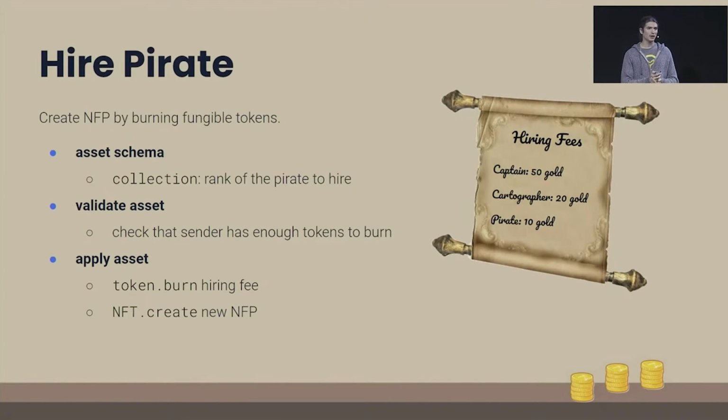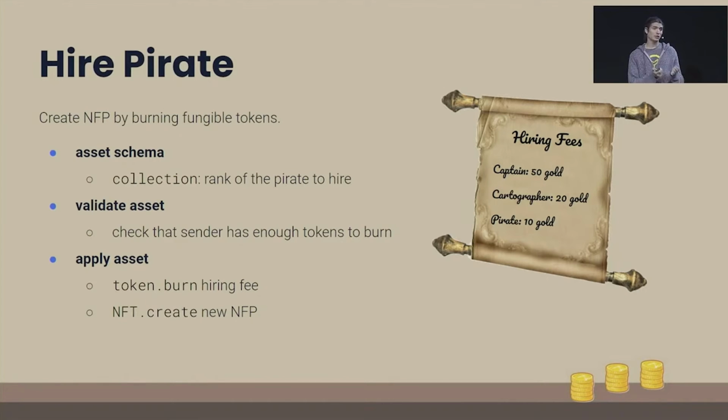Let's move to the first one, hire a pirate. Very simple idea. We have a set of hiring fees. This is the price for each pirate. The captain costs more, cartographer a little less, and then the pirate, bottom of the barrel. This custom transaction defines an asset schema where we just have to put the collection, which is the rank of the pirate that we want to hire, so 0, 1, 2, or 3. We cannot hire a treasure.